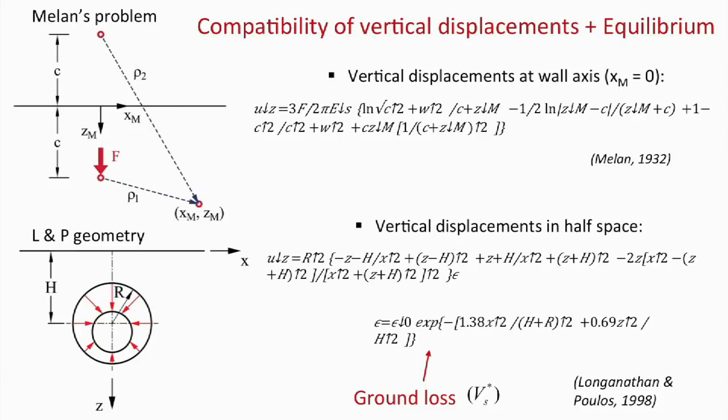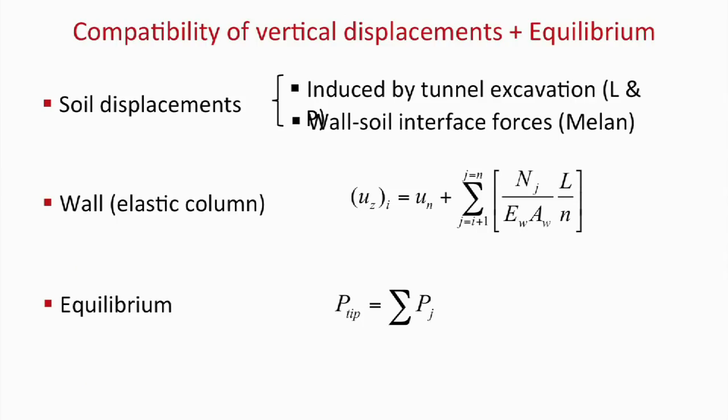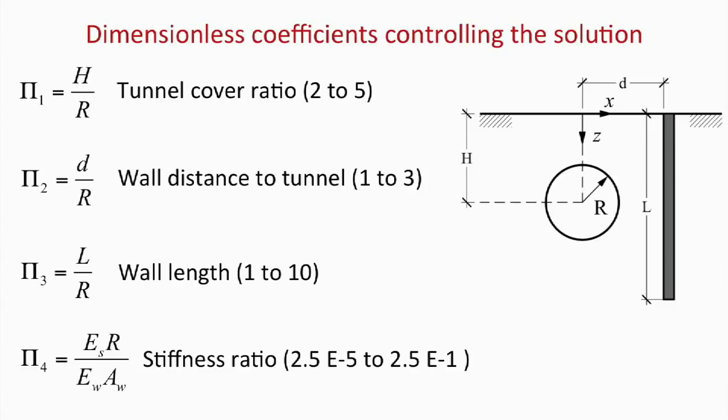But this is nice, because this is what the people working in tunneling understand very well, what is the ground loss. And now this is what I said. So you have to impose these soil displacements in the wall and in the soil. In the soil, you have to take into account the presence of the tunnel, you ensure equilibrium, and then at the end, you have to solve a system of equations. And you do that, and then I'm going to show you some results.